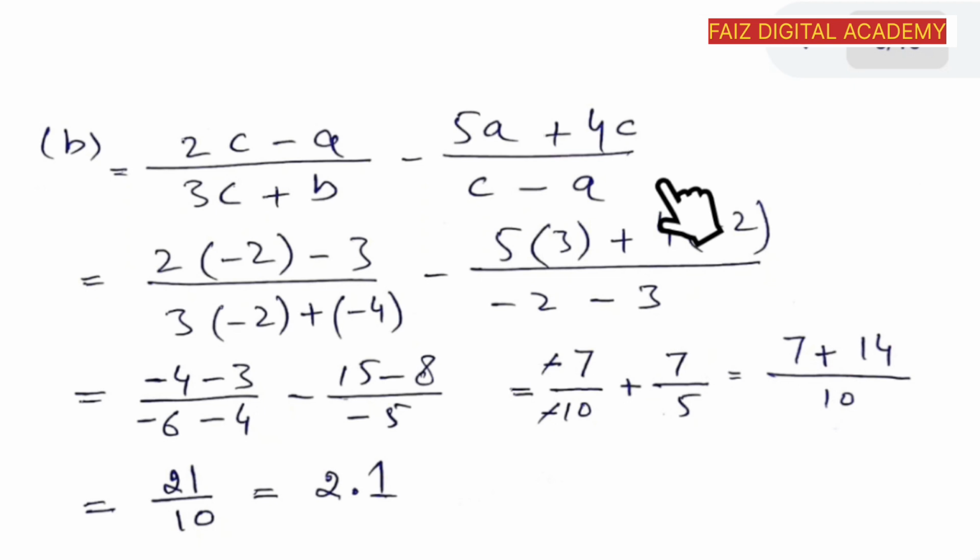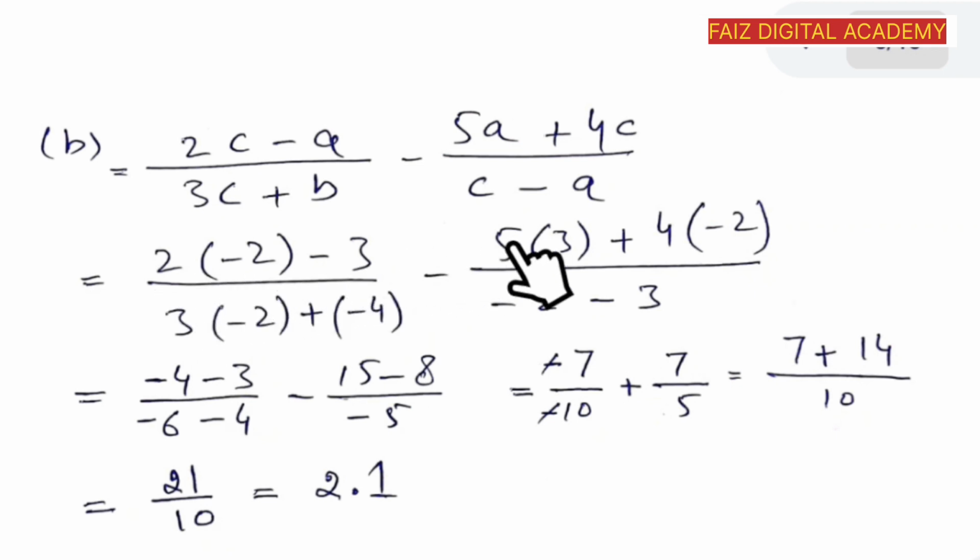Similarly, in B part, again we are given another algebraic expression, and then again we have to put the values of the variable as given in the first question. So first step, we write the values of the variable instead of the variable, like 2 in 2c means 2 into c, so 2 into minus 2, which was the value of this c, and this minus is written from the equation.